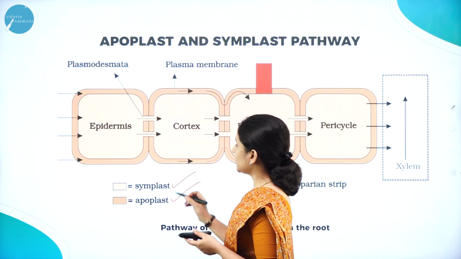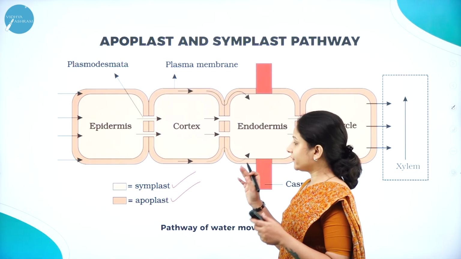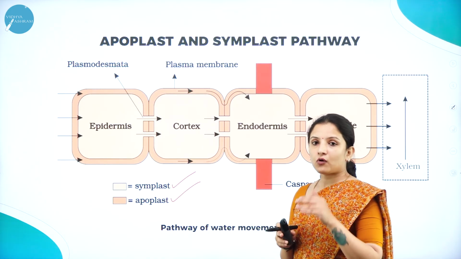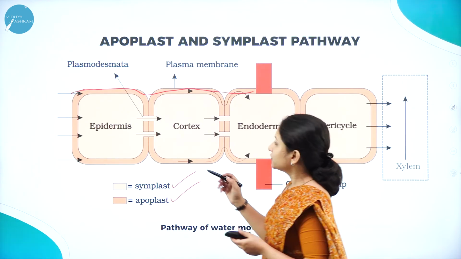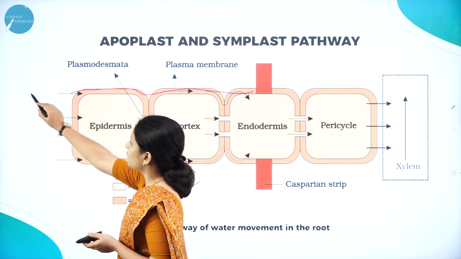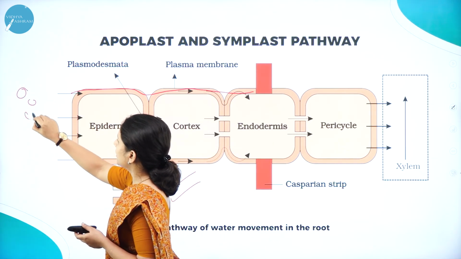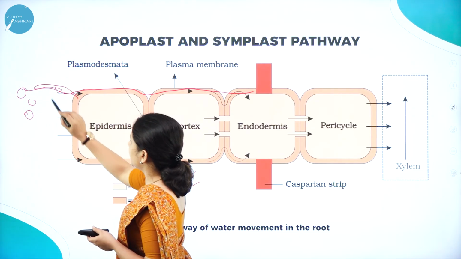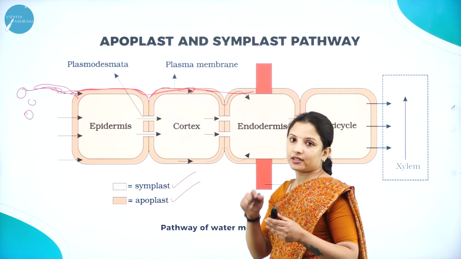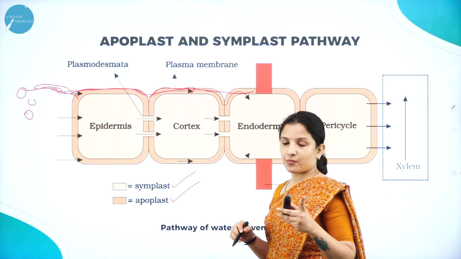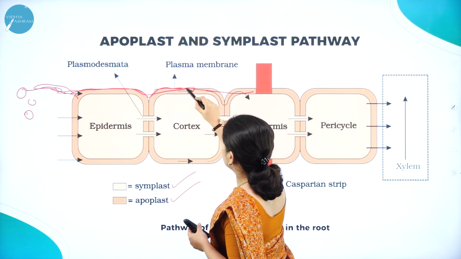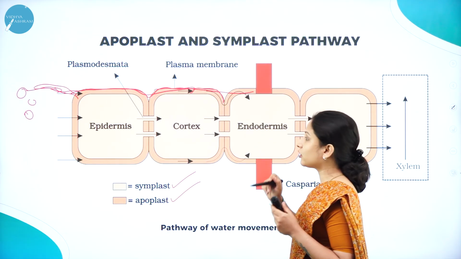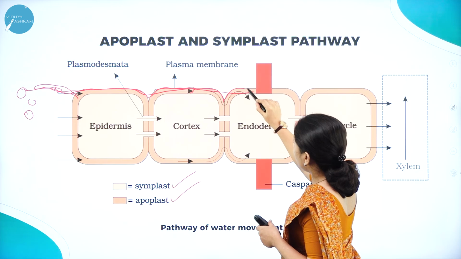First we'll discuss the Apoplast pathway. If it is an Apoplast pathway, the water molecules move through the cell wall. First the water molecules will be absorbed by the root hairs that are present on the epidermis. The water molecules will be absorbed and will travel through the cell wall, because we are talking about the Apoplast pathway here. It will travel through the cell wall of the cortex, that is the parenchyma cells present in the cortex. Then it will enter into the endodermis.